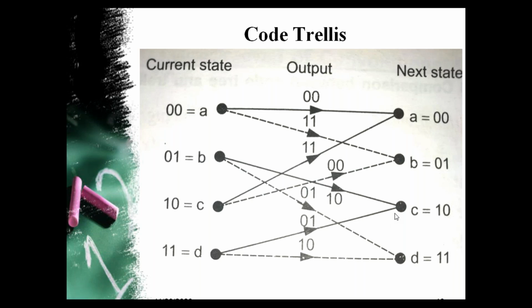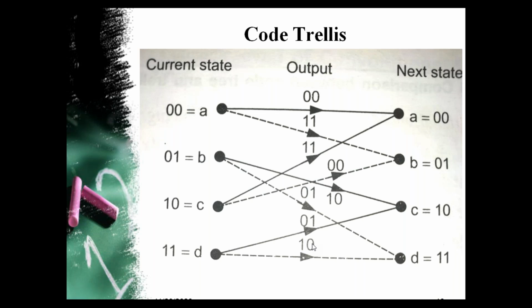Here D to C with 0 as the input and 0 1 as the output bits. Then D to D, a dotted line, which represents 1 as the input bit, and the output bits are 1 0. That is the trellis diagram representation of a convolutional encoder.